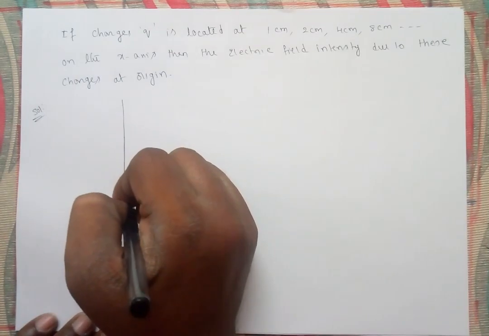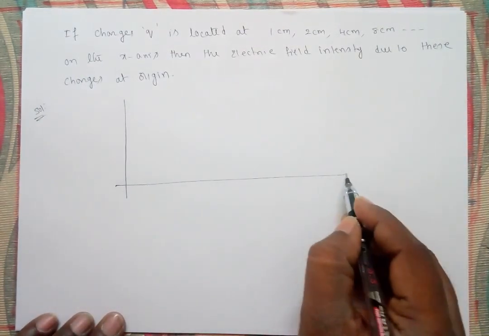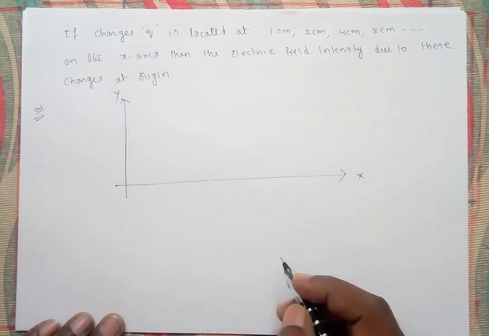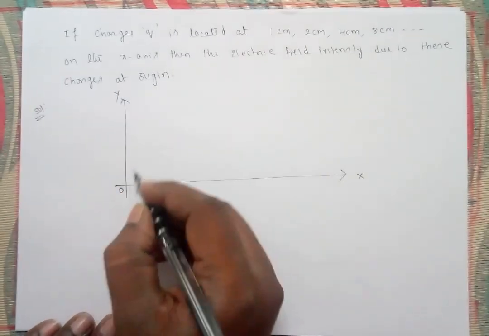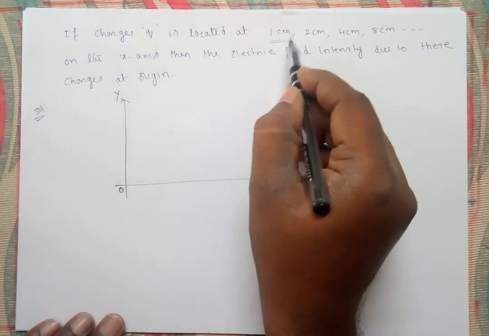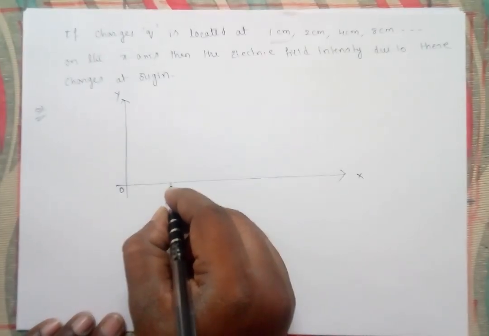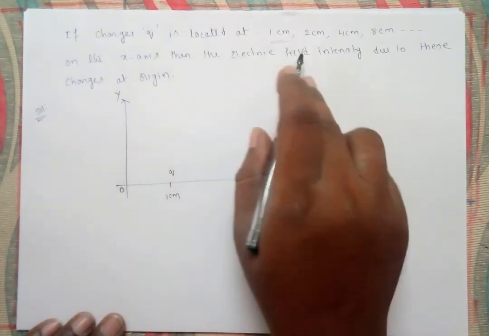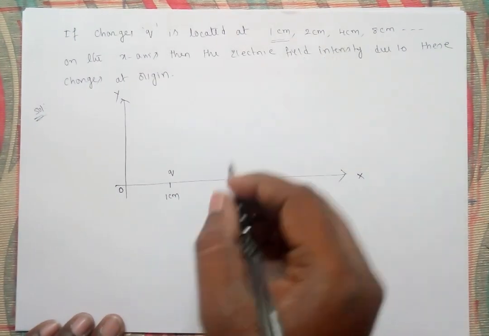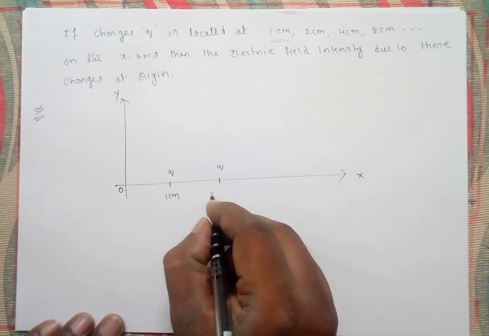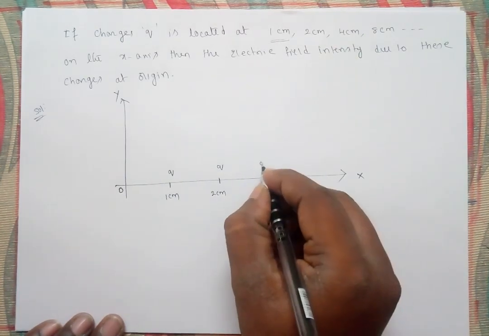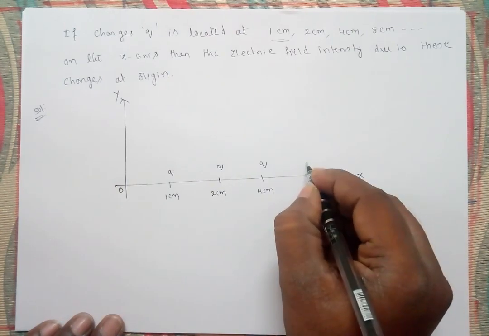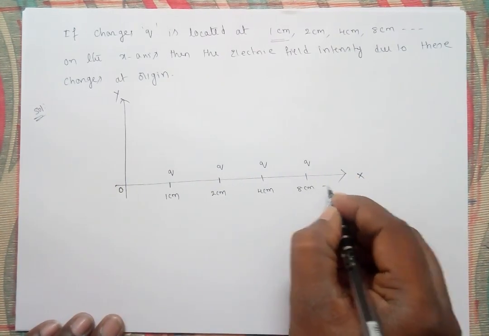Now you take the coordinate system like this. So x, y. Here this is the origin. From the origin, first the charge is located at 1 centimeter. So this is Q, 1 centimeter. Next, the charge Q is located at 2 centimeters. Next charge Q is located at 4 centimeters. Next charge Q is located at 8 centimeters and so on.